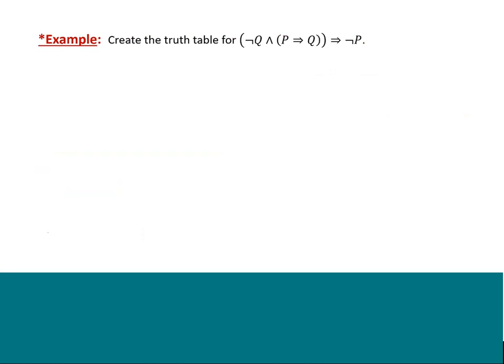Okay? So what we would like to do here is create a truth table for this compound statement. The thing that's different about this compound statement than what we did yesterday is 100% just the implication symbols. So we still have the nots, we still have an and right here, but now we've got 2 implication symbols. Don't overthink it.